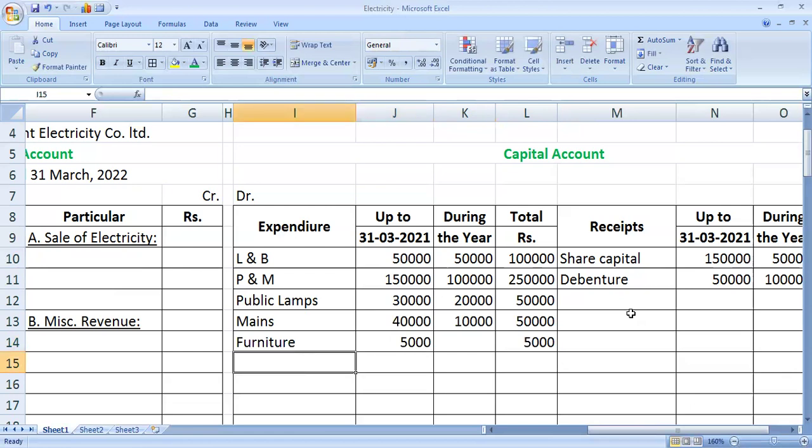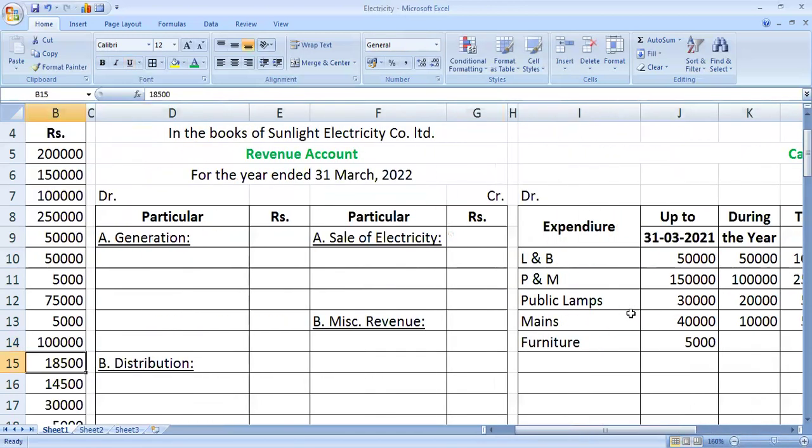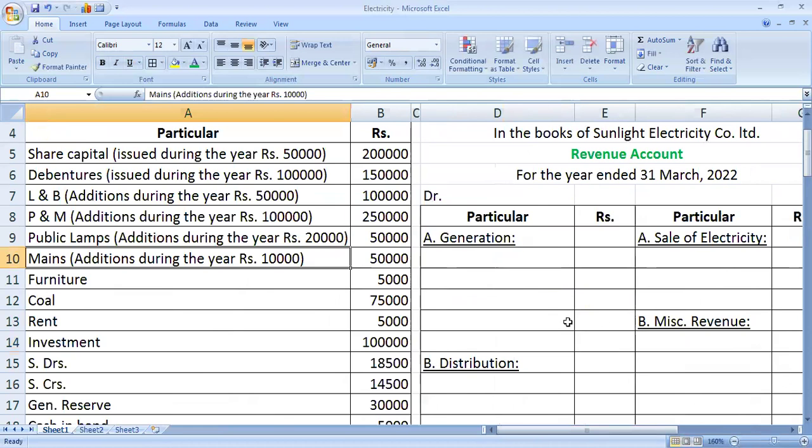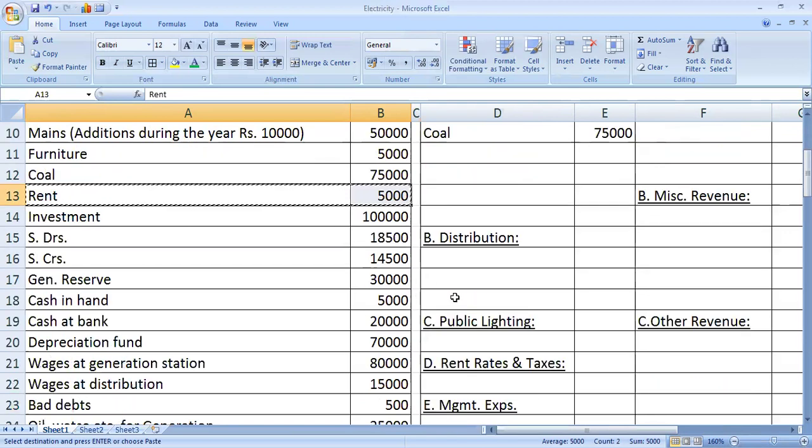The next item, coal. Coal goes to the revenue account debit side under the heading of generation. Amount is 75,000. Then next, rent and taxes ₹5,000. Rent and taxes amount goes to the revenue account debit side under the heading of rent and rate. That is 5,000.